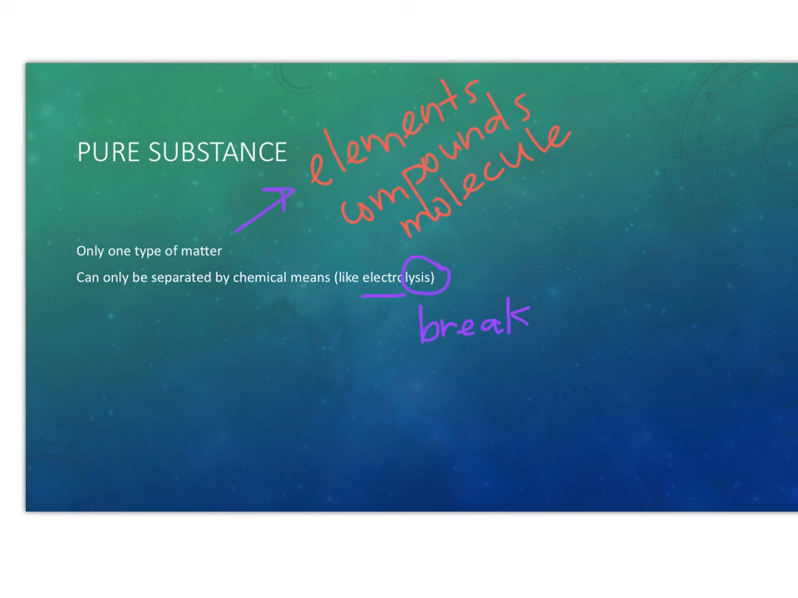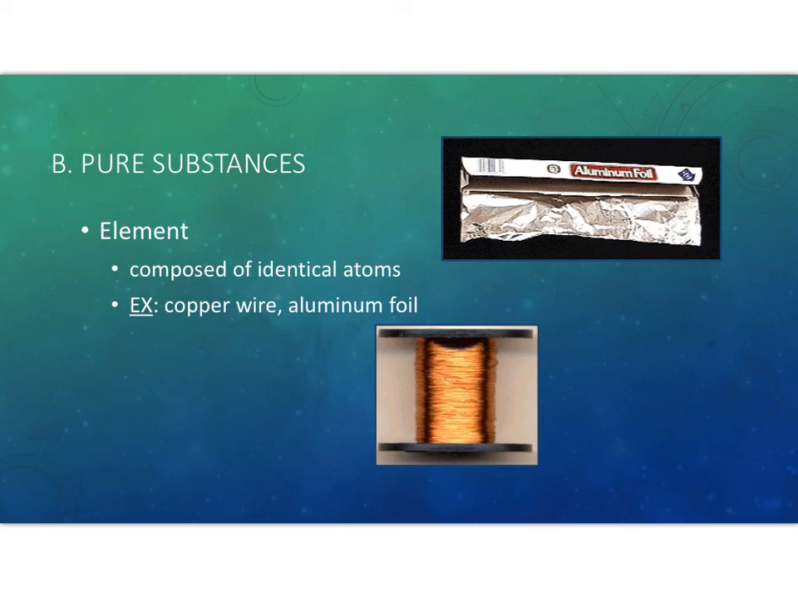I can only separate compounds and molecules by chemical means. An element can't be separated any further, so I know if I have just a pure element, it has to be a pure substance. If you didn't write them down on the previous slide, I want you to write them down now. Examples of pure substances are elements, which are composed of identical atoms. Any metal is going to be a perfect example of a pure substance. Something like this copper wire or this aluminum foil is a pure substance, only one type of identical atom.